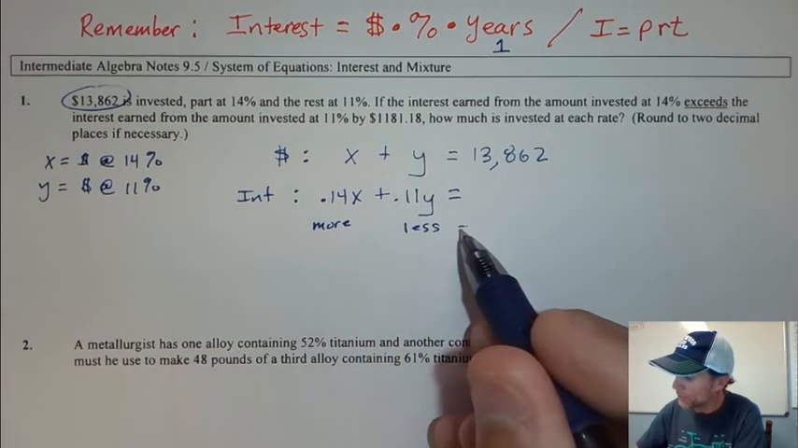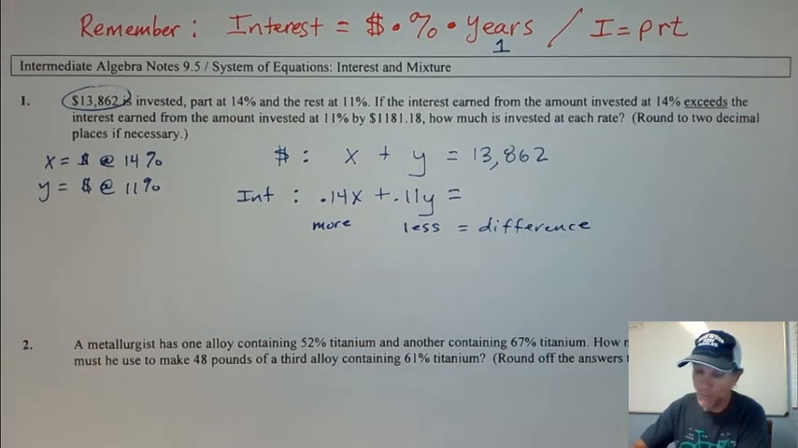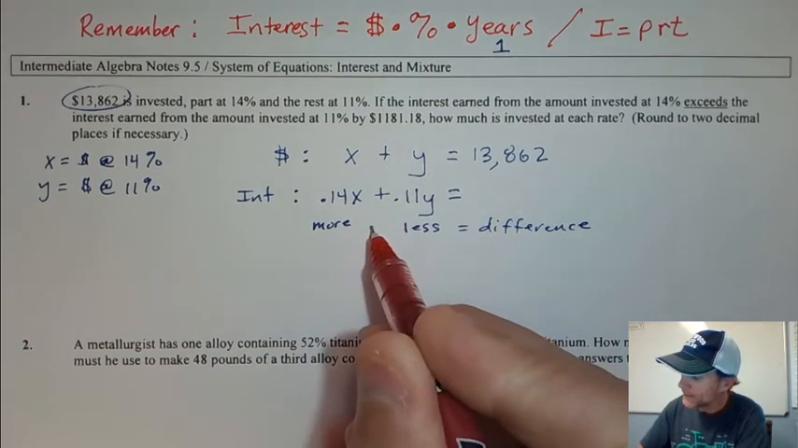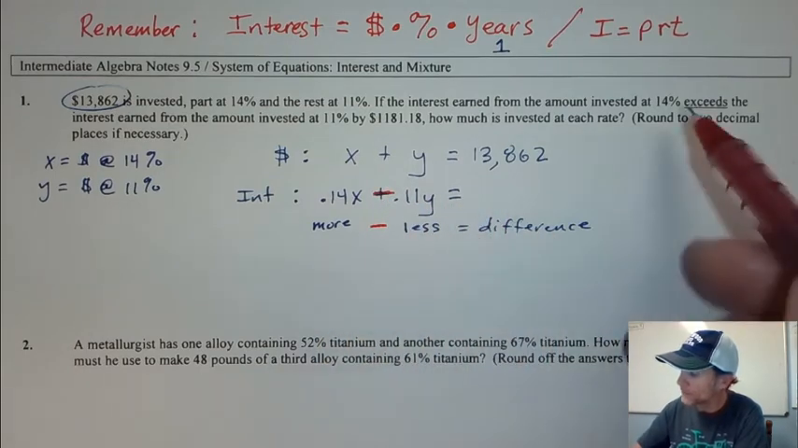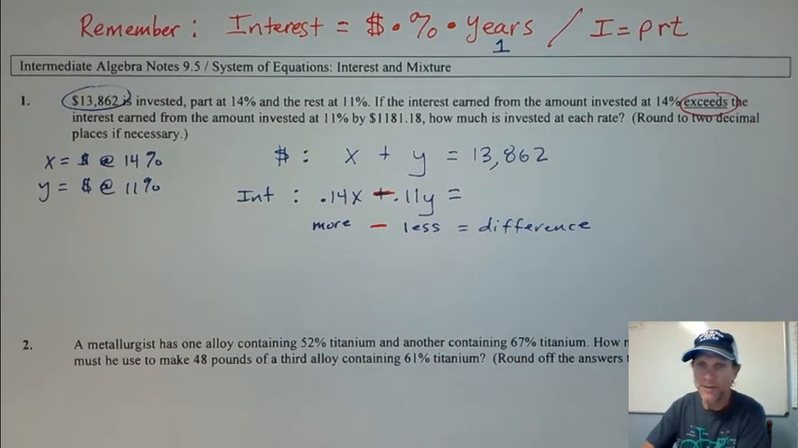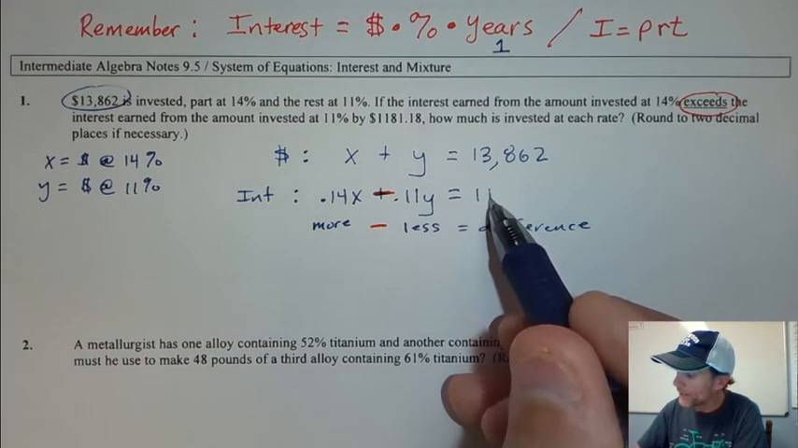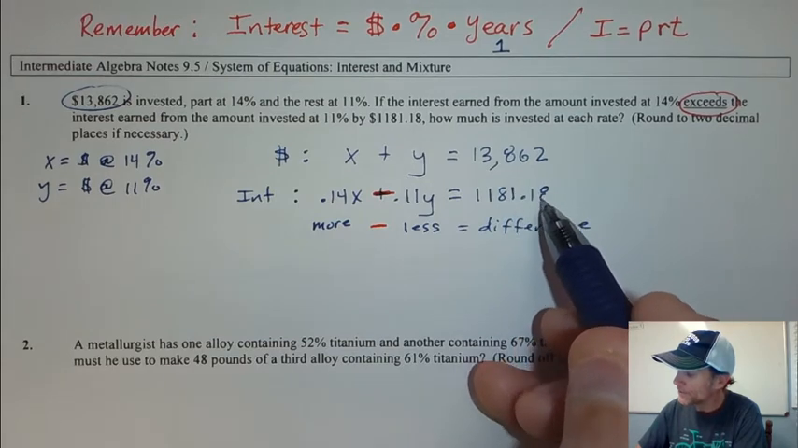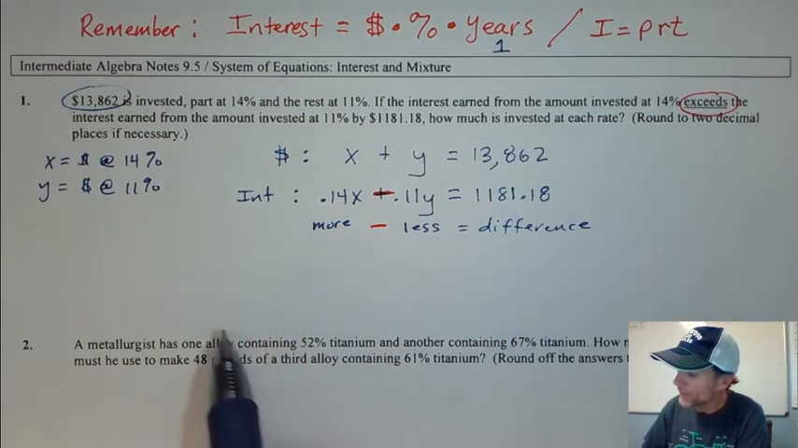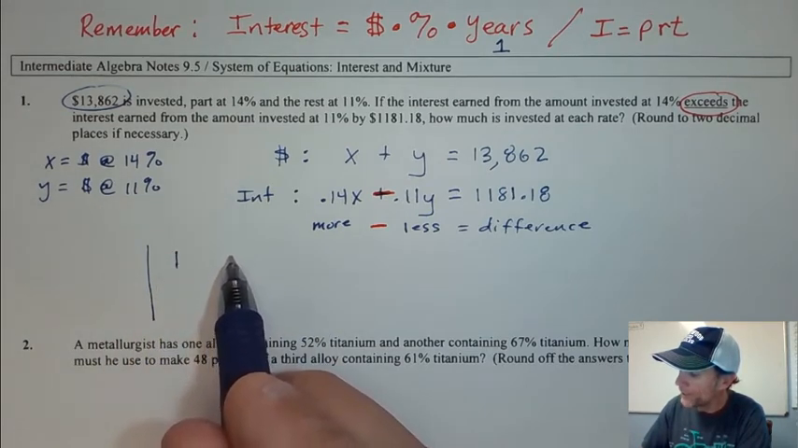So going back to what we learned in 9.4, we have more minus less equals difference. So I need to change this sign here because they use this word exceeds, and we have something that is more than the other. So I have a minus sign here. Be careful with that. It's a little messy. And it exceeds it by $1,181.18.